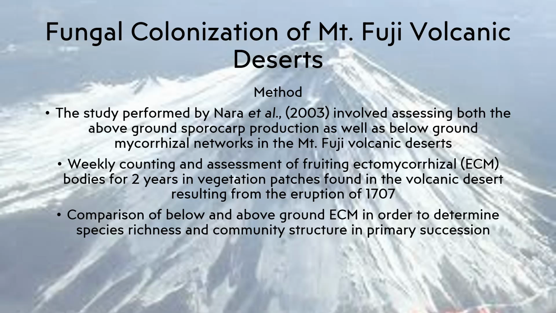They did this by weekly counting and assessment of the fruiting bodies of the ectomycorrhizal, or ECM, fungus for 2 years in the vegetation patches. They compared these below and above ground ECM patches in order to determine the species richness, so how many species of fungus had moved in and the variety that was present, as well as the community structure, so how things interacted in their primary succession. It hadn't been studied much up until this point, so this was a good opportunity to assess how these things happen. And in the background, you'll see that's a picture of Mount Fuji itself.